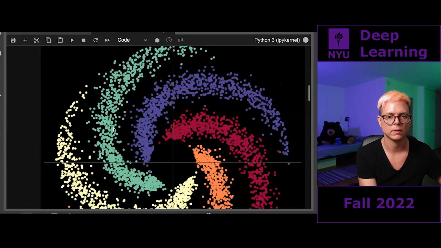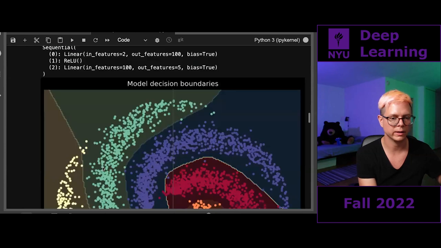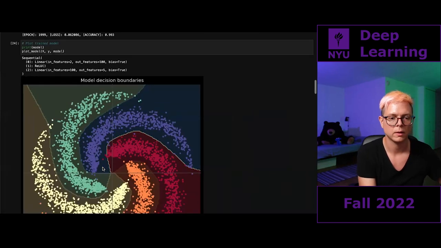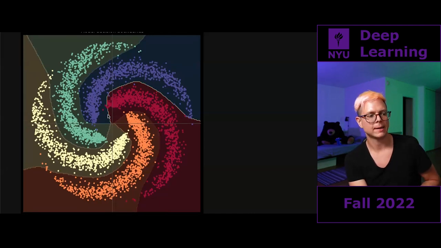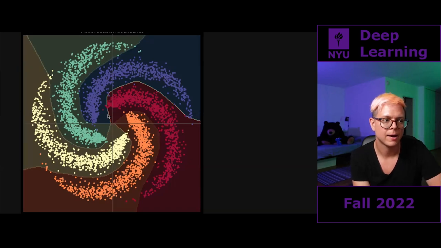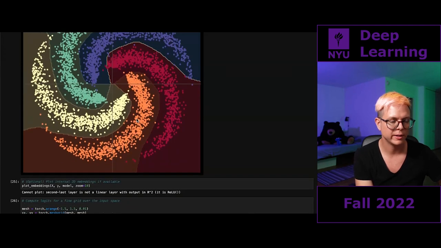Okay, this was the data. Here is training. Okay, there we go. So this is going to be our model. What is the peculiarity of this model? This is what type of model? Piecewise linear. That's correct, Jack. Why is it piecewise linear? Because of the positive part, yeah.